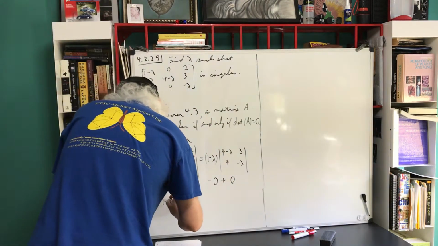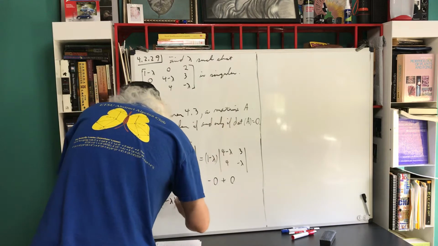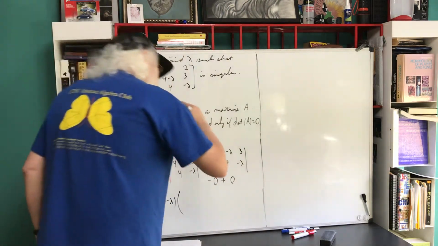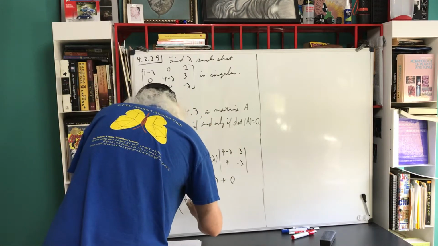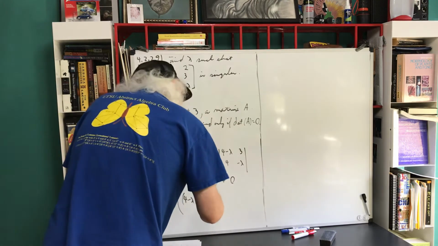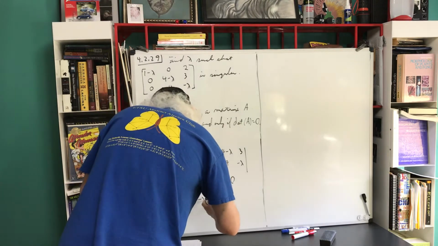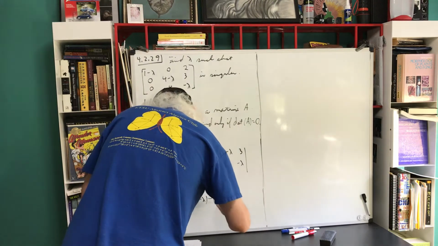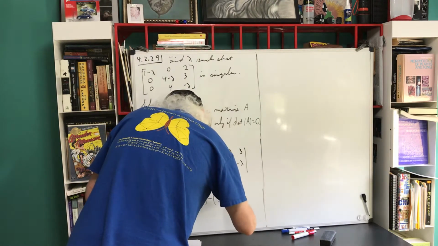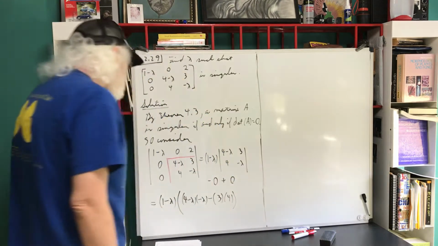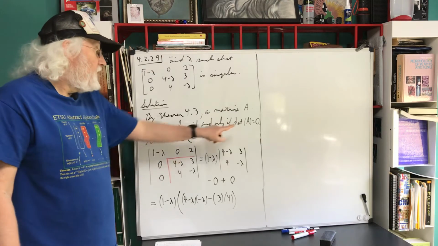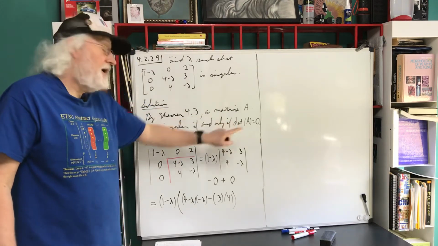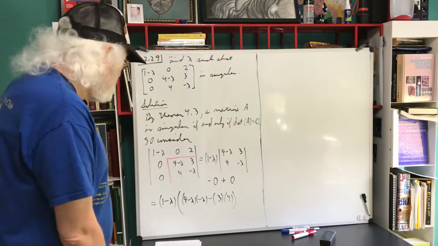So we've got 1 minus lambda times diagonal minus back diagonal. So that would be 4 minus lambda times negative lambda along the diagonal minus 3 times 4. Okay, so we're producing the determinant. Remember, we're going to want to set that equal to 0. That's how we'll find the lambdas.